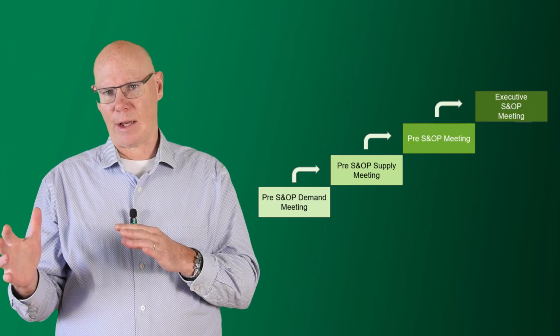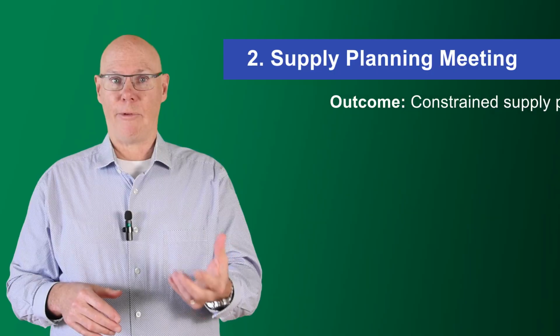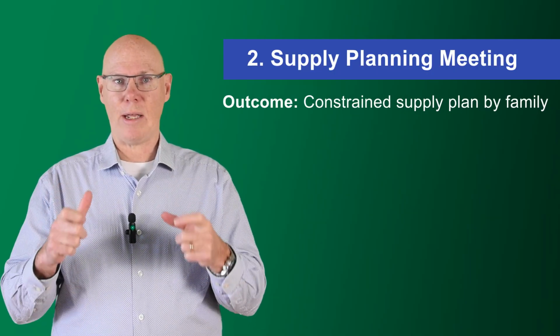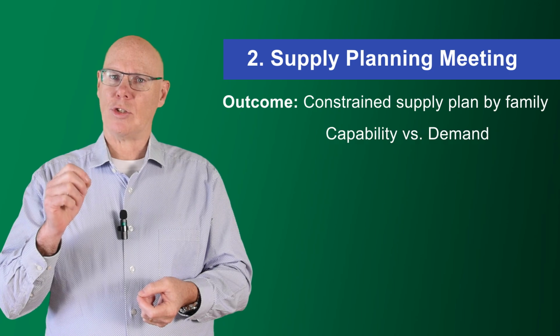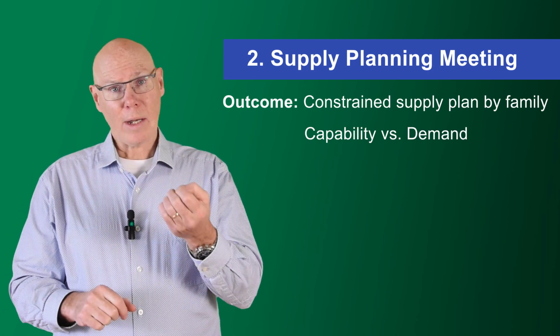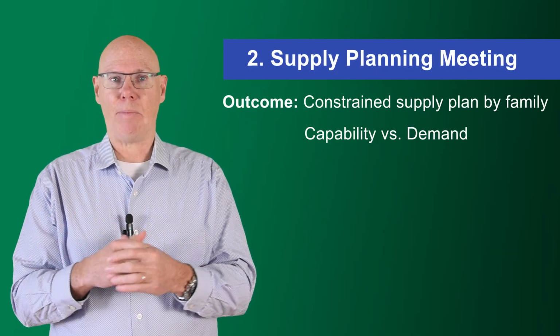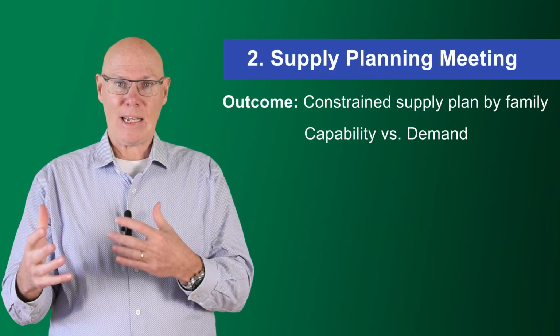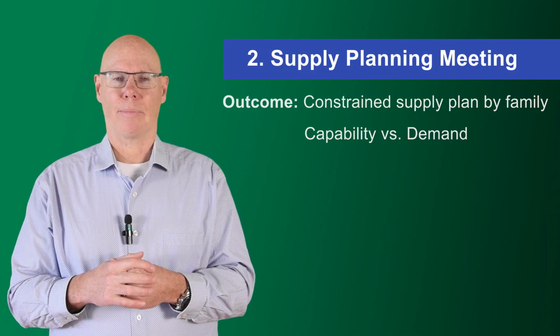The next meeting in the cycle is the supply planning meeting. The outcome from this meeting is a constrained supply plan by family. The focus should be on capability versus demand. What is the production plan and the inventory impact of the build plan? Is there a need to increase capability to support the demand plan?